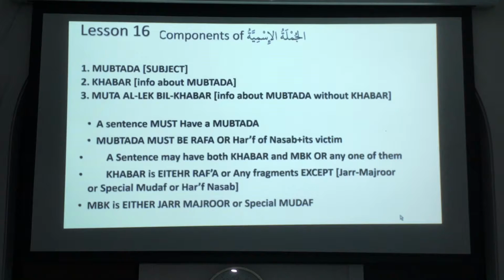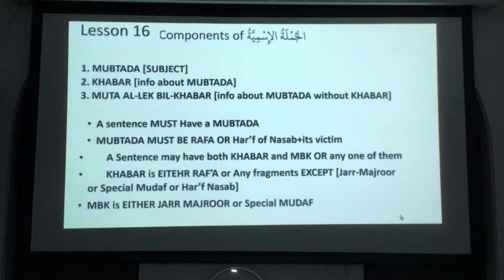Why? Because we said already harf of nasab is actually mubtada. Mubtada must be a rafa or a harf of nasab. So khabar cannot be harf of nasab. Khabar cannot be jar majrur. In a later lesson, in advanced level, you will see there are some exceptions. We will see one exception today, but in general, this is the rule for our level. The sentences that we're going to do, the Quran that we're going to read, inshallah ta'ala, most of the time you will see this is the rule.